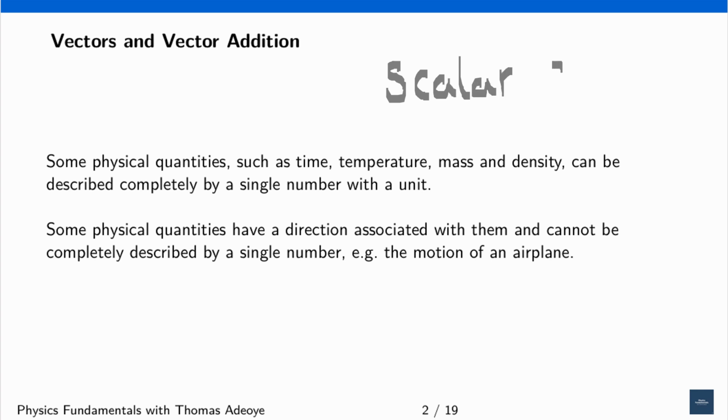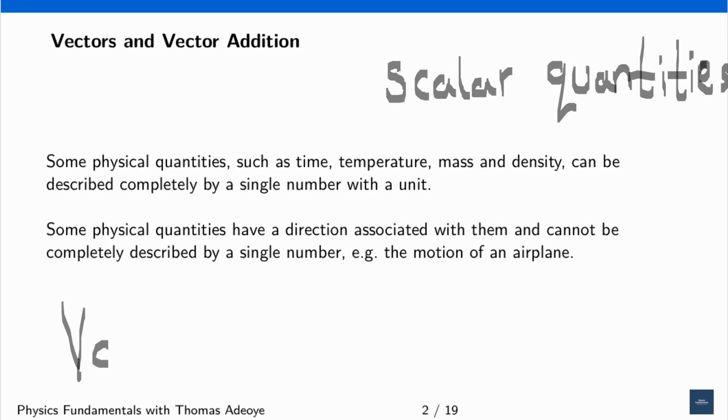We have another kind of quantities in physics which cannot be completely described in terms of their magnitude only. They have direction associated with them. In other words, these quantities can only be completely described in terms of their magnitude and direction. Such quantities are called vector quantities. So we have vector quantities.